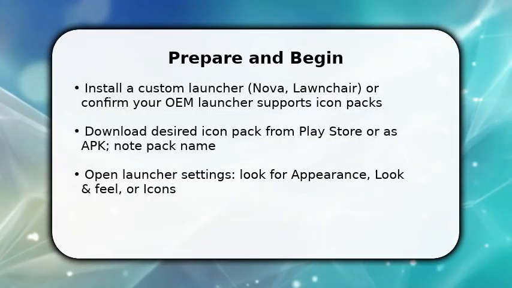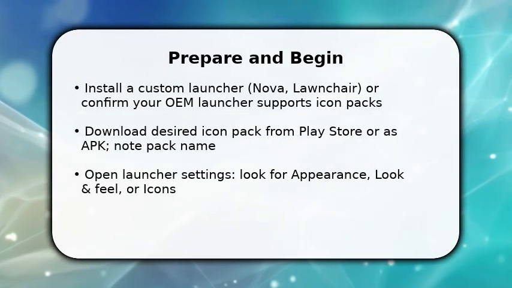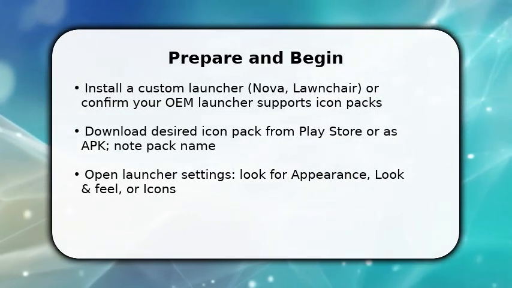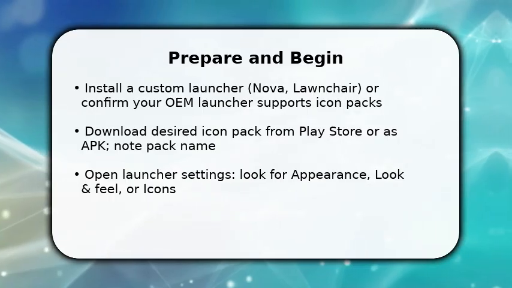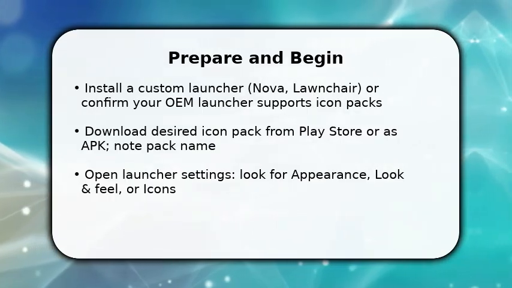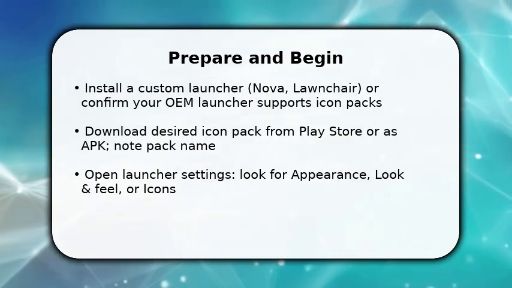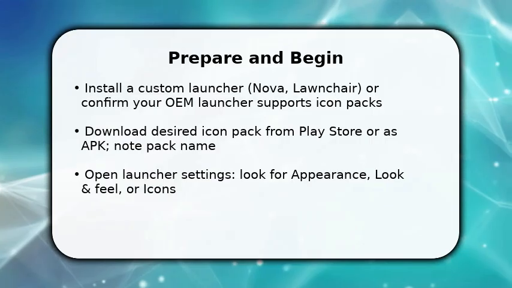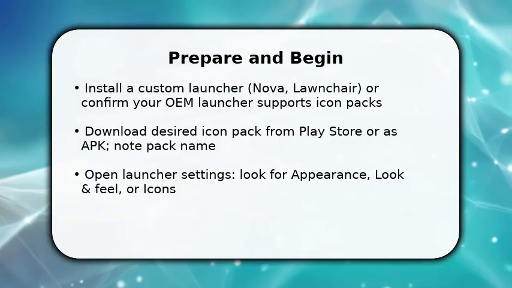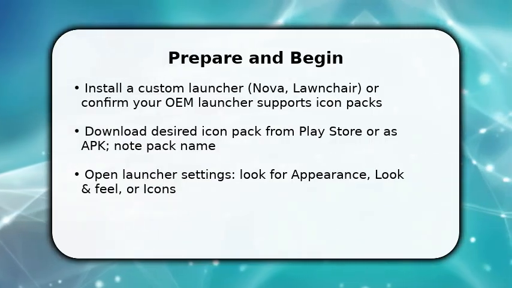You start by installing a launcher that actually lets you change icons. This is the only reliable method across Android. Once installed, download an icon pack you like from the Play Store or sideload an APK if needed. Open the launcher's settings immediately because you want to apply the pack now. Check sections labeled Appearance or Look and Feel.